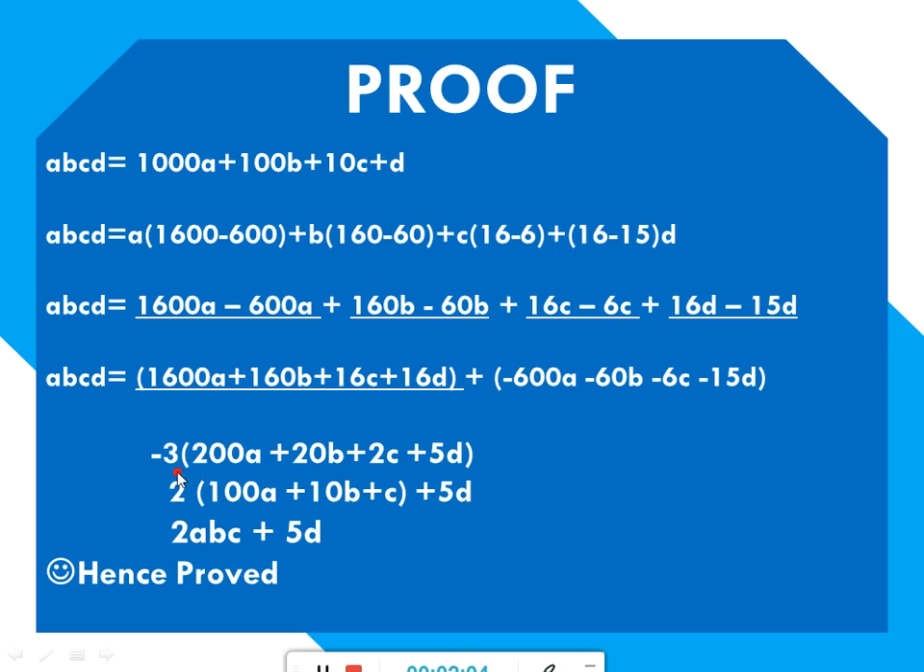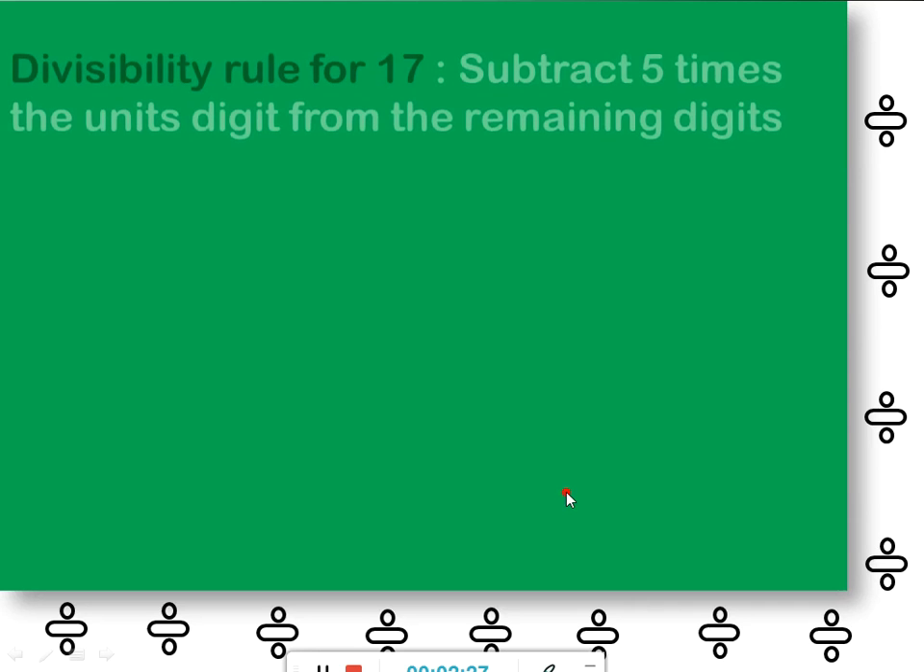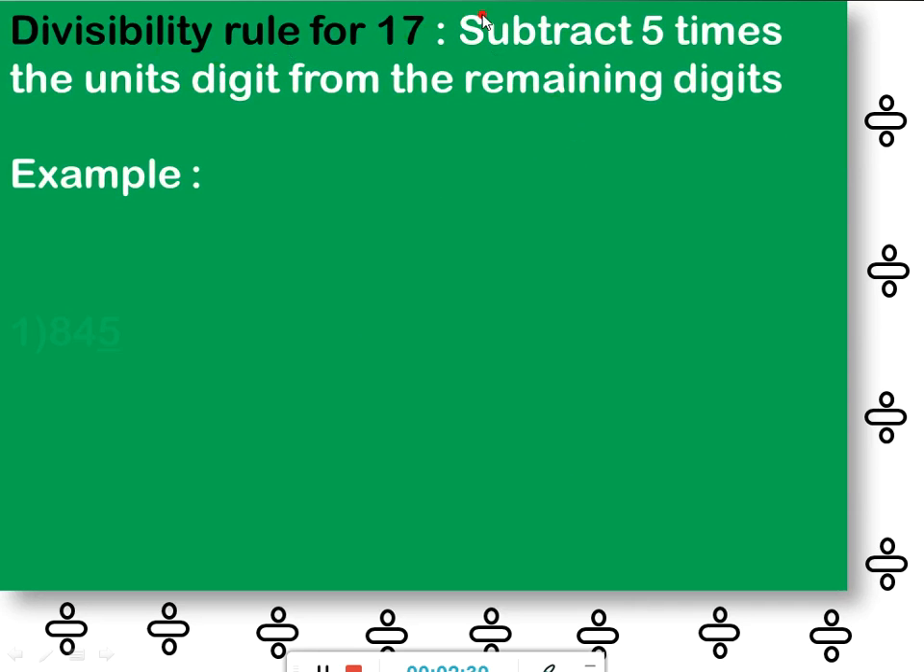Now I'm left with 200a plus 20b plus 2c plus 5d, and taking 2 common, I'm left with 100 times a plus 10 times b plus c plus 5 times d. Now over here, 100 times a plus 10 times b plus c is nothing but the expanded form for abc, and this is 5 times my units digit. So that's the divisibility rule: add 5 times the units digit to twice the remaining digits. So hence proved. Now let's see the next divisibility rule, the divisibility rule for 17.